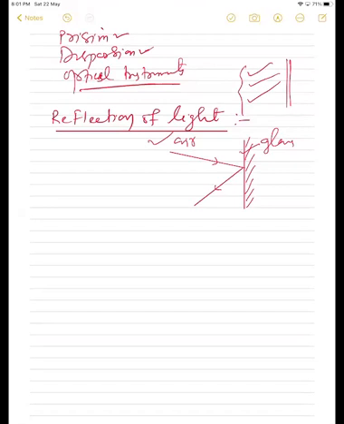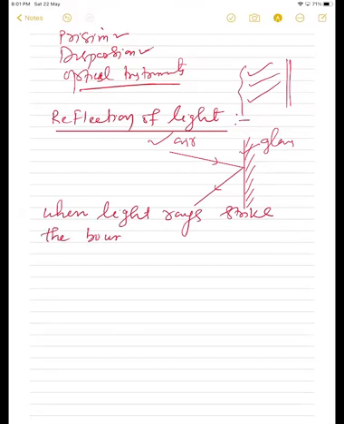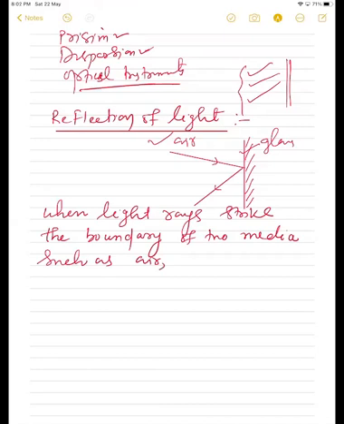reflection is when light rays strike the boundary of two media, means two mediums, such as air and glass. For example, let's say air and glass.